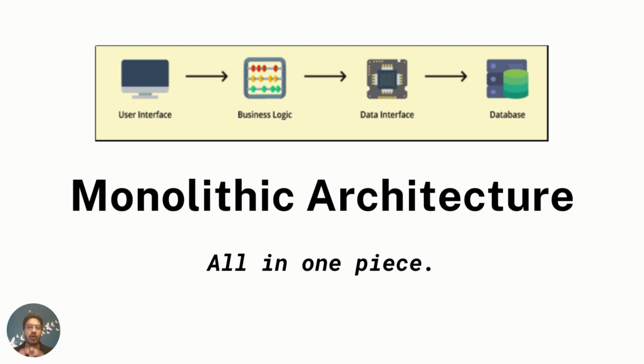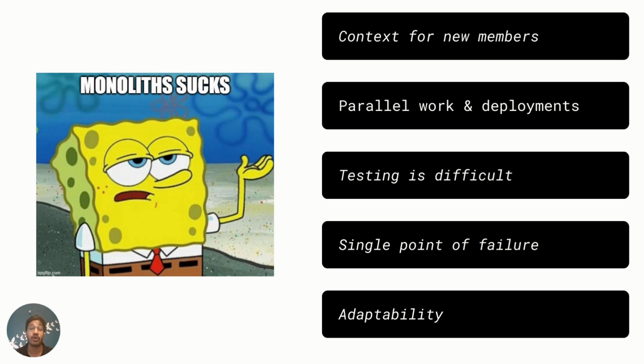Let's jump on to what monoliths actually are. Monoliths are single-tiered applications in which different components are combined into a single program to build a single platform. That is the general definition of a monolith. But why do monoliths actually suck? Although there are a lot of advantages, the disadvantages are more convincing for people to move away from monolith architecture.